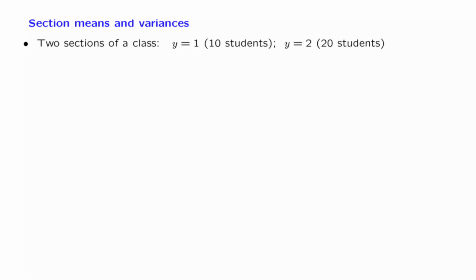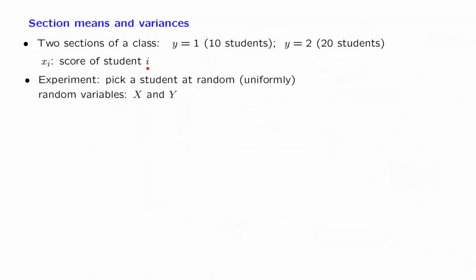We have a class, and that class consists of 30 students in total who are divided in two sections, the first and the second section. Let x_i be the score of student i, let's say the final grade in the class. We consider the following probabilistic experiment.